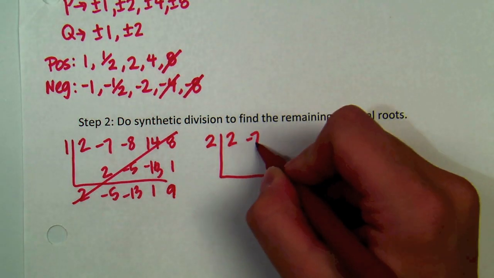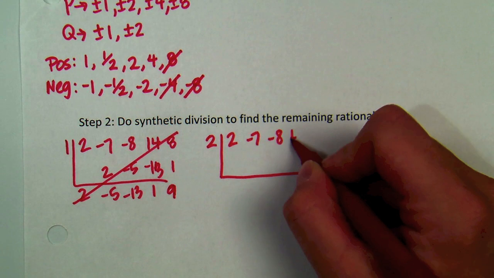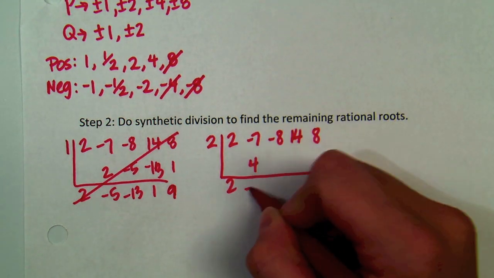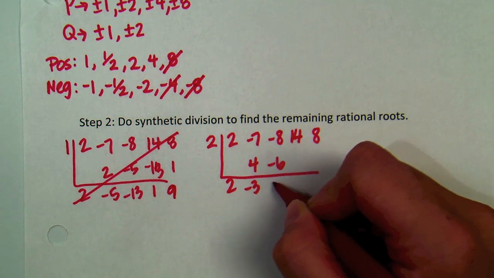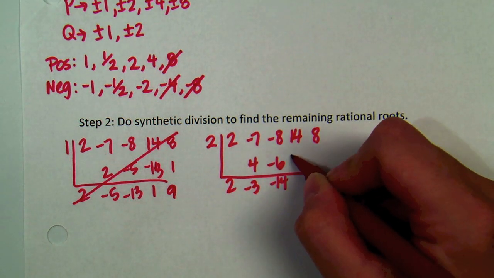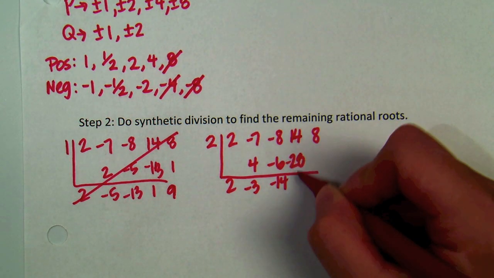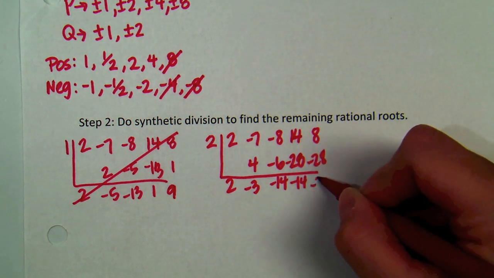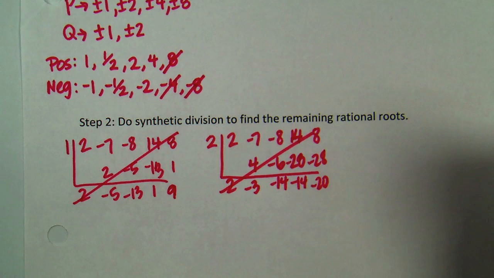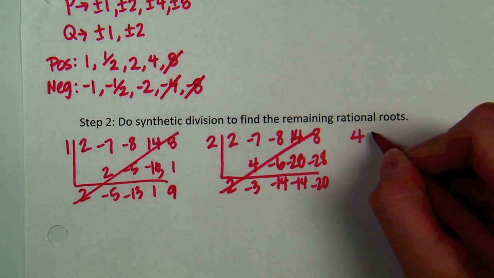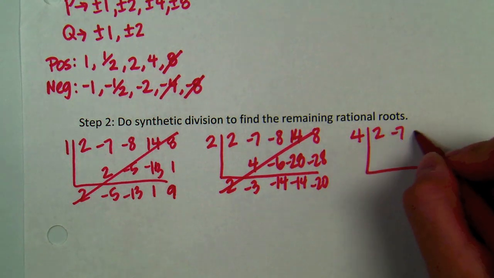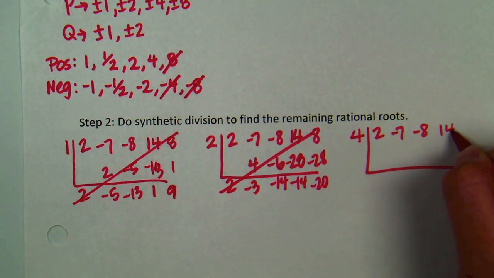So let's pick the next whole number. Whole numbers are usually easier to do synthetic division with. So let's try 2. Doing our synthetic division, our remainder turns out to be negative 20, so 2 is not a root either. All right, let's try our other positive whole number. Let's try 4.